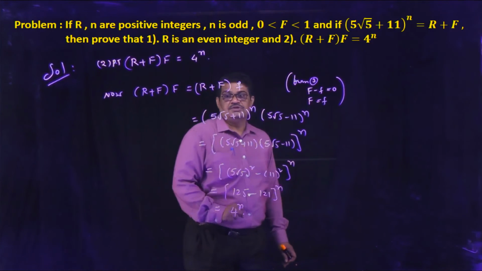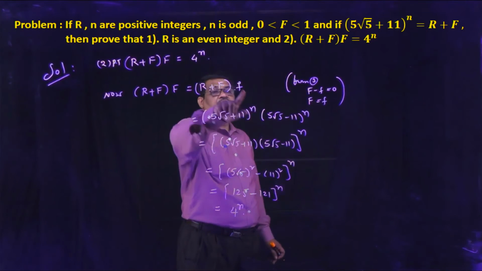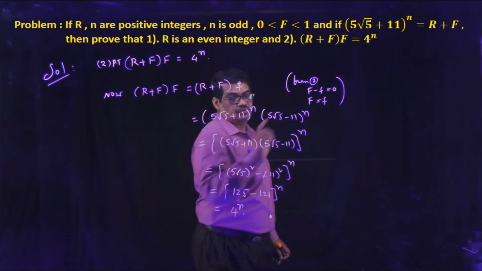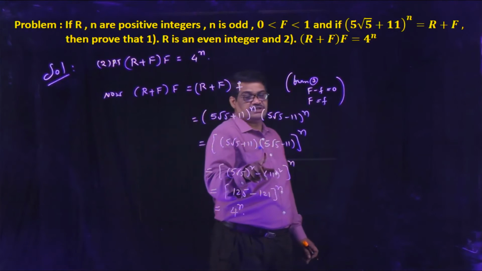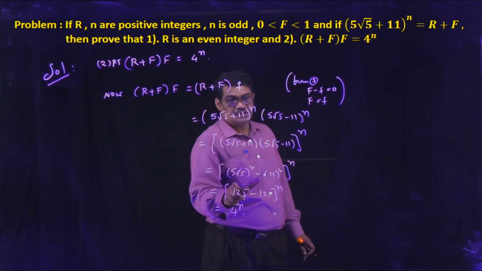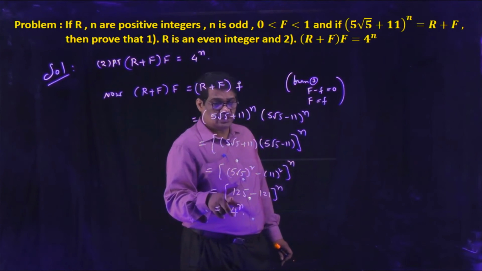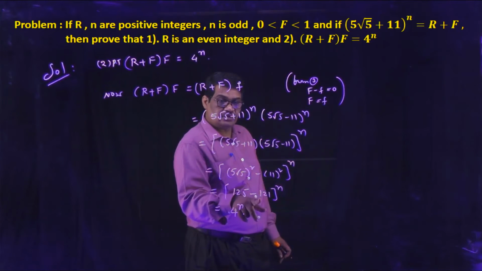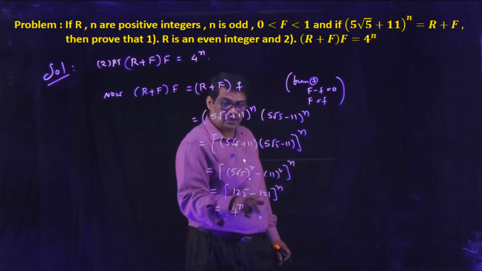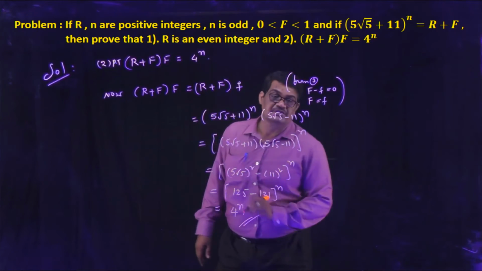Here capital R plus capital F is 5 root 5 plus 11 whole power n, and small f is 5 root 5 minus 11 whole power n. The powers are equal, so we multiply the bases with power n. Here a plus b into a minus b is a square minus b square, that is 5 root 5 whole square, which is 125, minus 11 square, which is 121, to the power of n. That is 125 minus 121, that is 4 to the power of n. This is the second result.